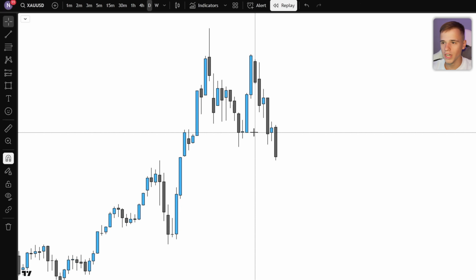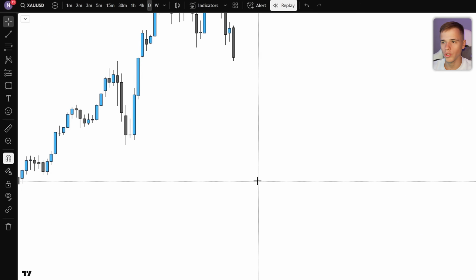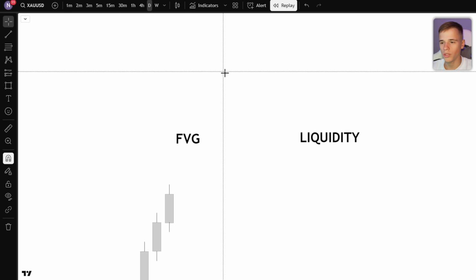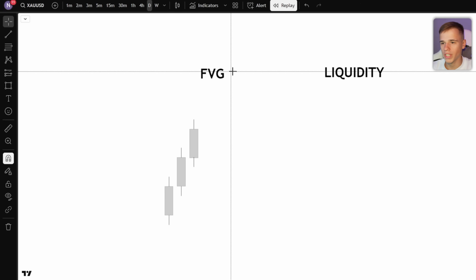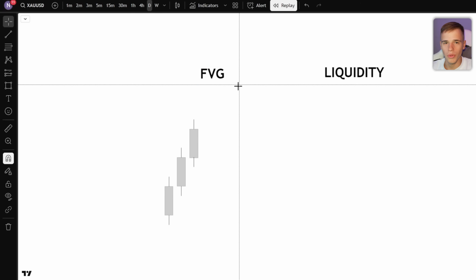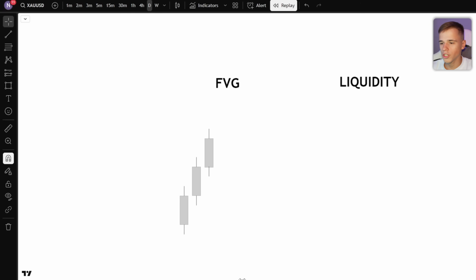So just before we start with the actual trades and with actual chart, I want to just quickly explain to you these two confluences. You already heard of them, but I'm going to explain them one more time, and I'm going to say what are we going to look for with them, and basically what do they even do on the chart. So the first one is going to be fair value gap, which is this one right here.